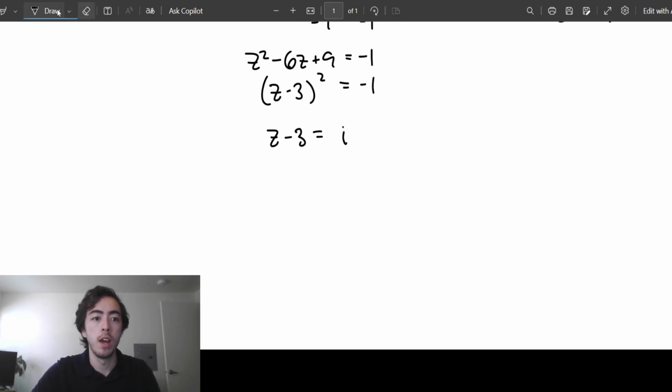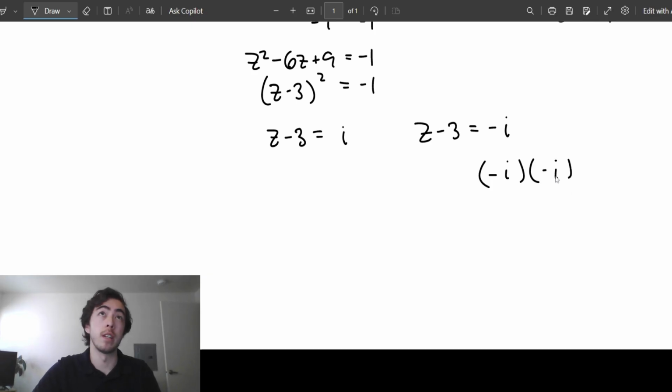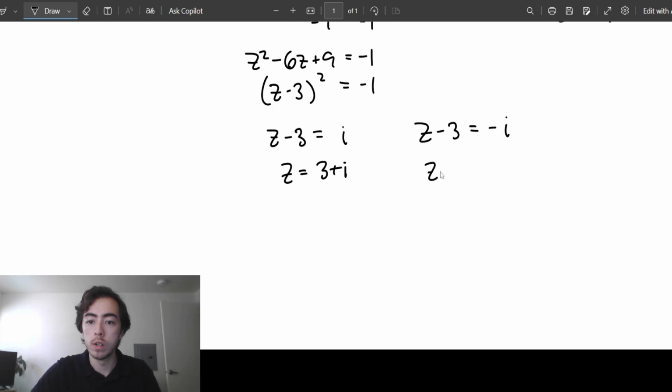negative 1. The z minus 3 could have also been negative i, because the same thing happens with this negative times negative as we would find with real numbers, where if you do a negative times a negative, it's basically a positive. So this is equal to just doing i times i, and then i squared by definition is equal to negative 1. So we have two solutions here. Either z is equal to 3 plus i, or z is equal to 3 minus i.